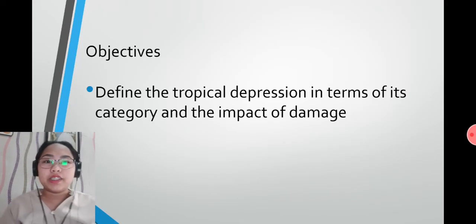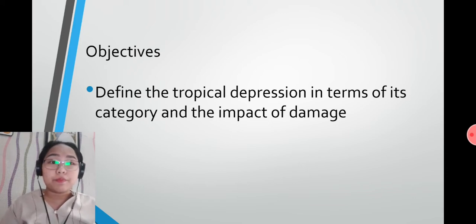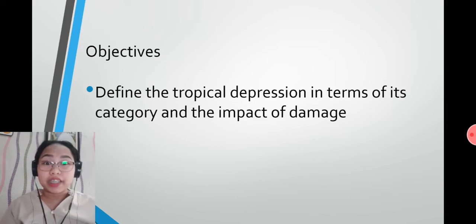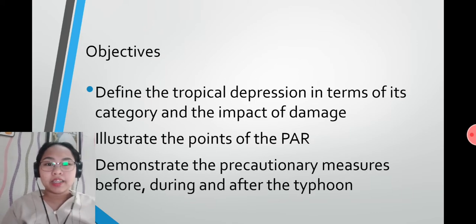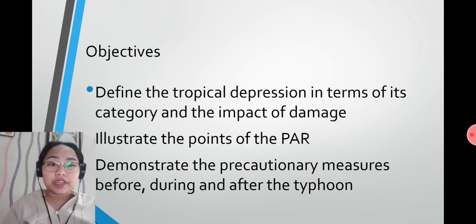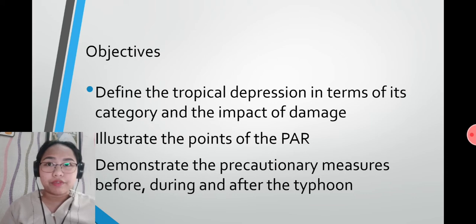For the objectives, define the tropical depression in terms of its category and the impact of damage. Illustrate the points of the PAR. And lastly, demonstrate the precautionary measures before, during, and after the typhoon.